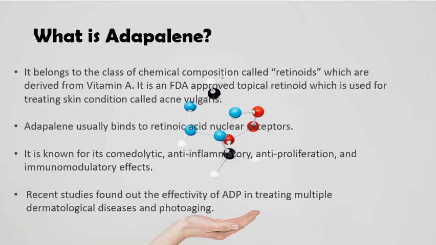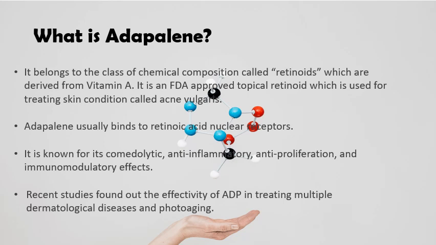First, let's have a clear understanding of what adapalene is. Adapalene belongs to the class of retinoids. Retinoids comprise a family of compounds with structures and mechanisms of action that resemble those of vitamin A or retinol. And as we all know, vitamin A plays a huge role in cell growth and differentiation. Adapalene is an FDA-approved topical retinoid, which is used for treating a skin condition called acne vulgaris.